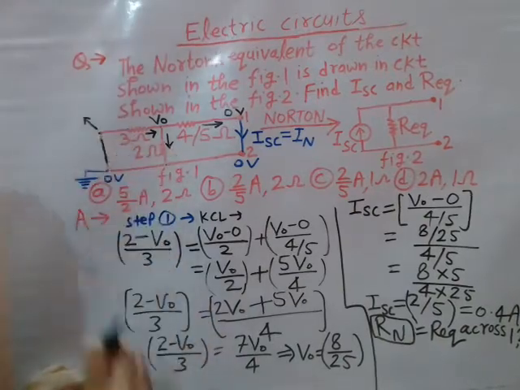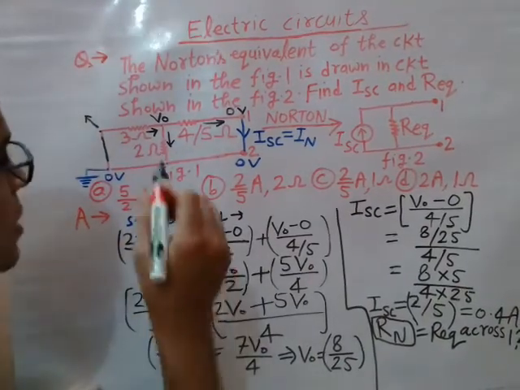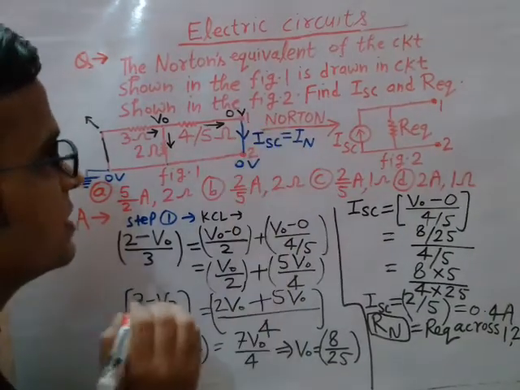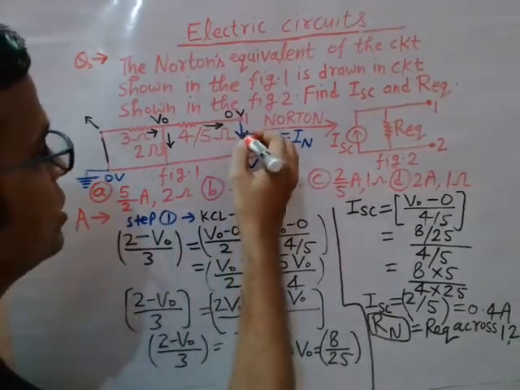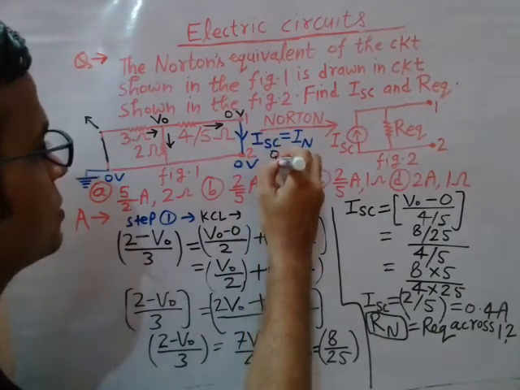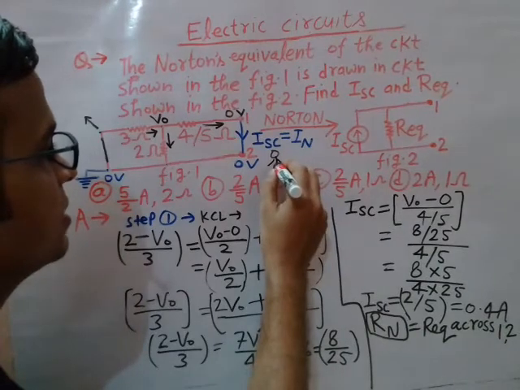Now across these two terminals you want to find out the Norton's resistance, so that means you will stand here, across these two terminals like this.